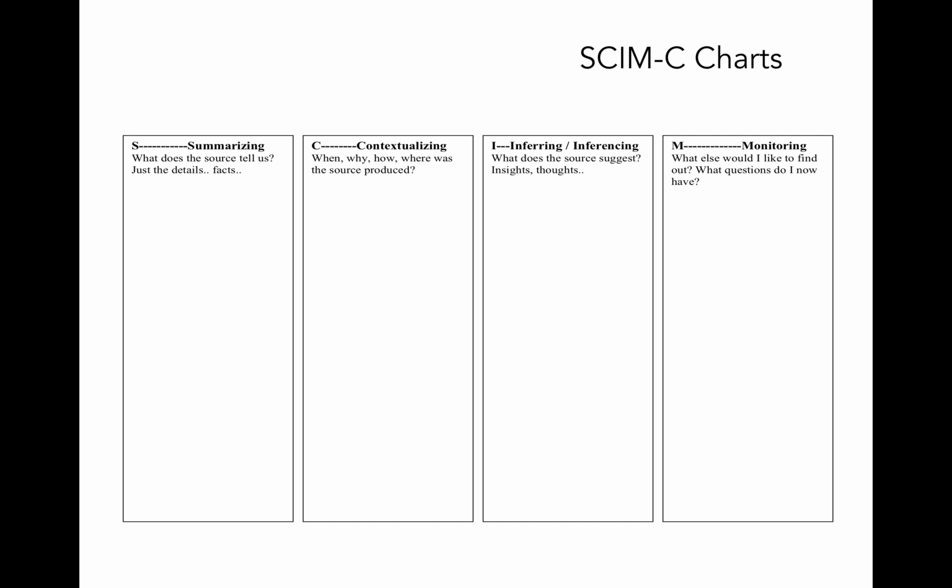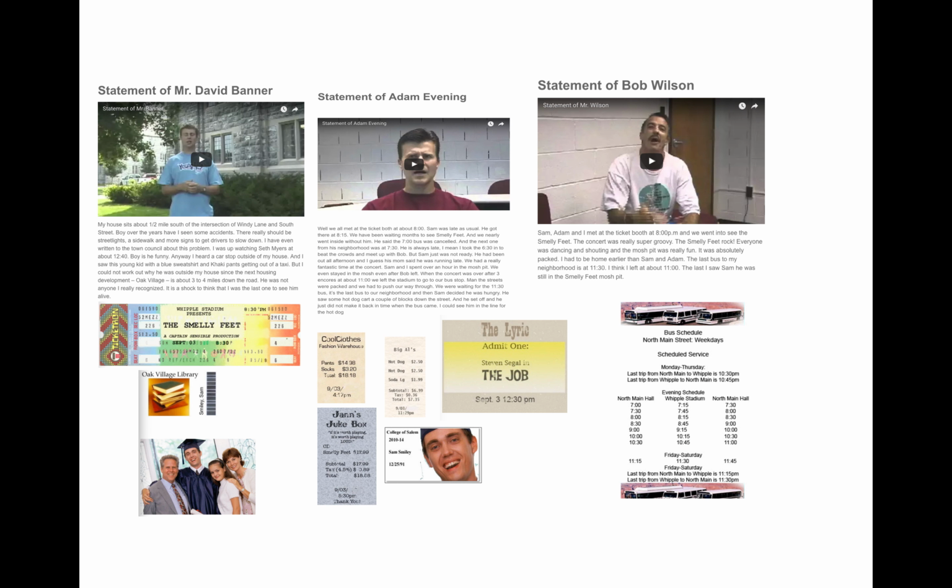And what you ask kids to do is to analyze all this information using these charts called SCIMC charts. And SCIMC is an acronym. It stands for Summarize, Contextualize, Infer, and Monitor. Actually, Summarize, Contextualize, Infer, Monitor, and Cooperate. And that's 5 things that kids do when they analyze sources. So you give kids these charts, and they use the charts to analyze each one of these pieces of evidence. So they'll do each one of them.